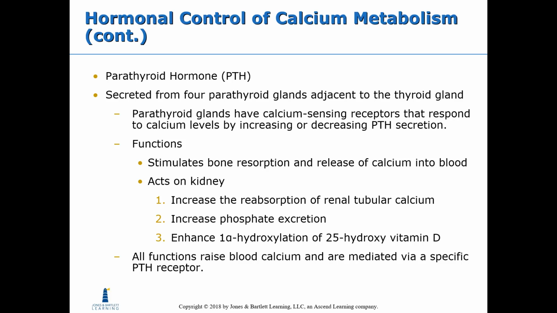Parathyroid hormone is secreted from 4 parathyroid glands that are behind the thyroid gland. The parathyroid glands have calcium-sensing receptors that respond to calcium levels by increasing or decreasing parathyroid secretion. It stimulates bone resorption and the release of calcium into the blood. It acts on the kidney to increase the reabsorption of renal tubular calcium, so we're going to reabsorb the calcium to keep it in the body. It also increases phosphate excretion and enhances 1-alpha hydroxylation of 25-hydroxy vitamin D. All functions raise blood calcium and are mediated via a specific PTH receptor.